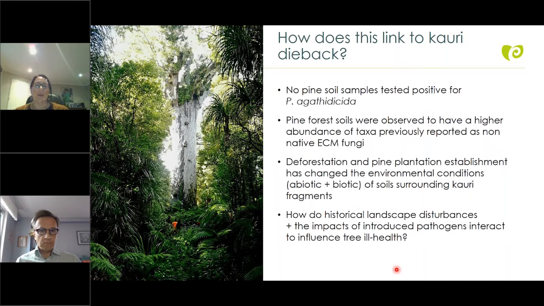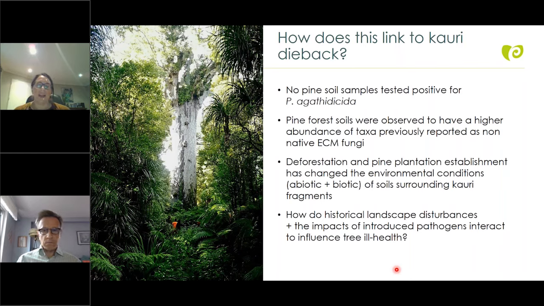And what we did find, there's a table in the paper that looks at the trophic levels between these two systems. We did find a lot more saprophytes in the Kauri forest, and a lot more symbiotrophic fungi in the pine forest.